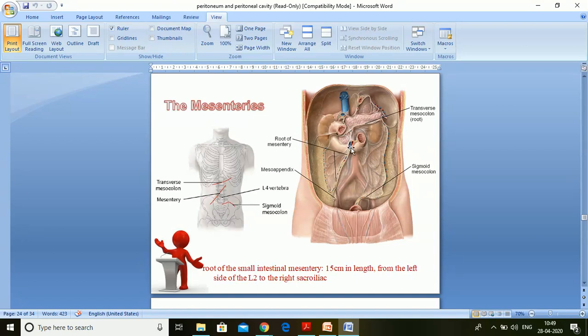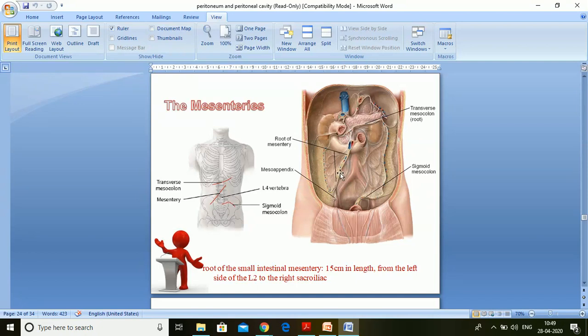When I spoke about the mesentery, let me repeat it once more. The mesentery is a broad fan-shaped attachment of the peritoneum that suspends the coils of intestine from the posterior abdominal wall. It has two borders: an attached border and a free border. The root of the mesentery is around 15 centimeters in length, extending from the left side, the duodenojejunal flexure, up to the right sacroiliac joint. So this is the extension of the root of the mesentery.